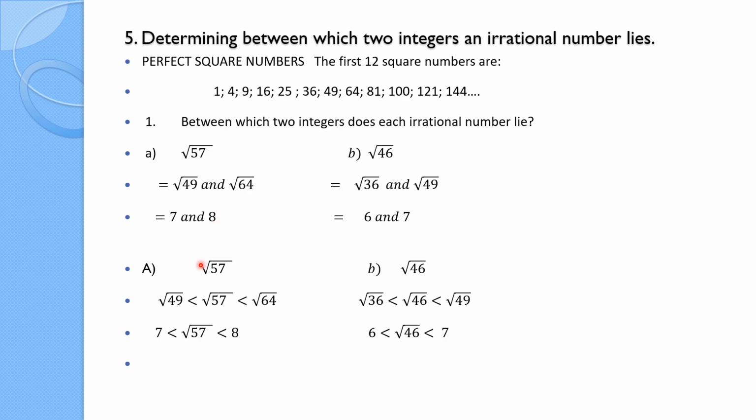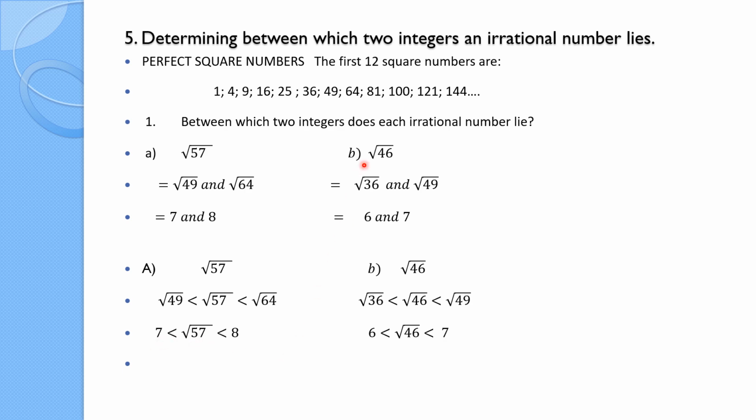Right? We can also do it a different way. We say square root 57 is greater than square root 49 and less than square root 64. So therefore square root 57 is greater than the value 7 and less than the value 8. This and this mathematically means the same thing. Right? So square root 57 will give me an answer of 7, something something.